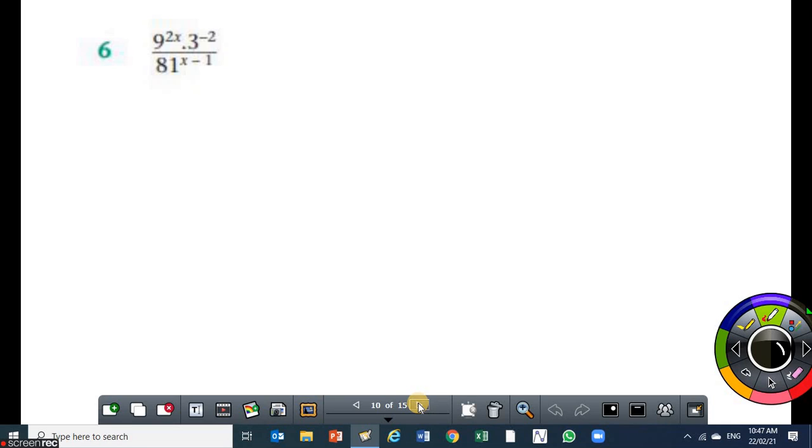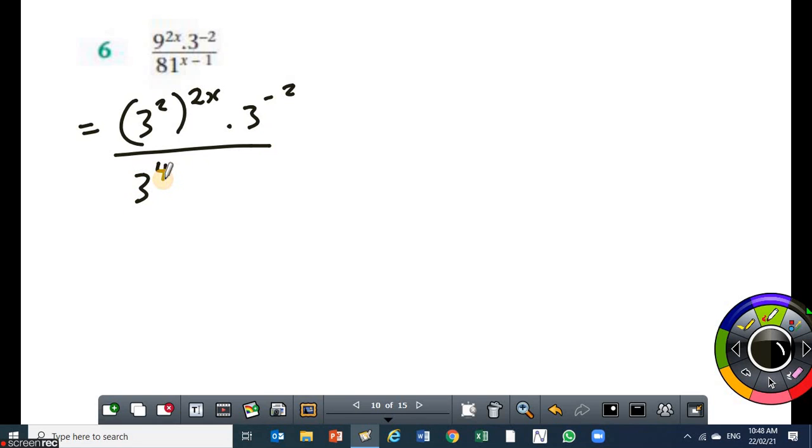Okay? Now, the moment you see any base, what must come into your mind is a prime base. Either a 2, a 3, or a 5. Okay? You don't need to get confused. Right? So, here, the 9 is the same as 3 squared, raised to the power of 2x, times 3 to the power of minus 2. Then the 81 is equal to 3 to the power of 4, all raised to the power of x minus 1.